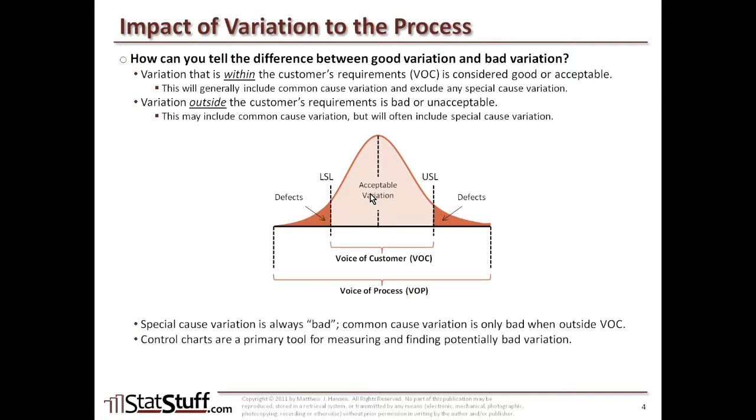Now, control charts are what we would use as a primary tool for trying to measure and find that type of bad variation, the special cause variation or whatever's falling outside the customer limits. So in that way, we would use control charts as our primary tool to try to look for that and hopefully see from that point how we might fix it. And the control charts are actually covered in a separate lesson. We go into a lot more detail on those.